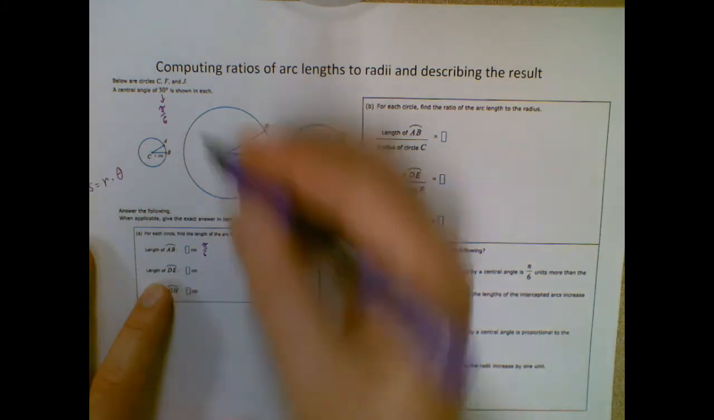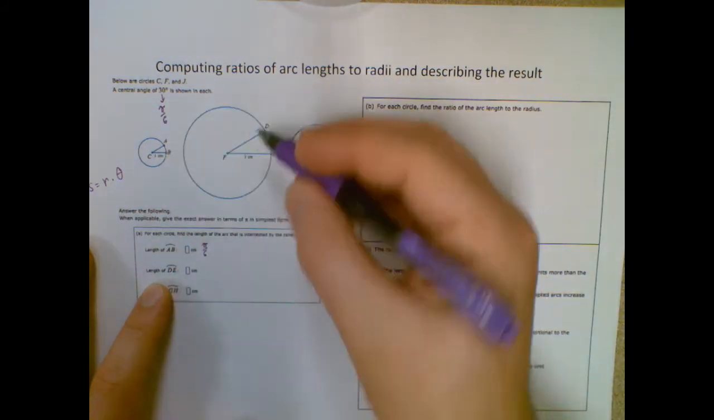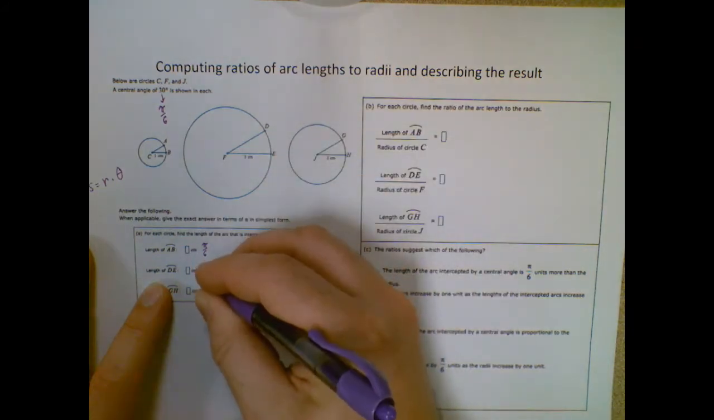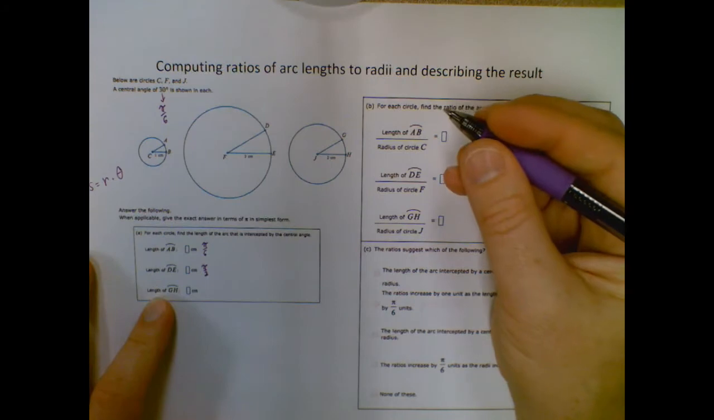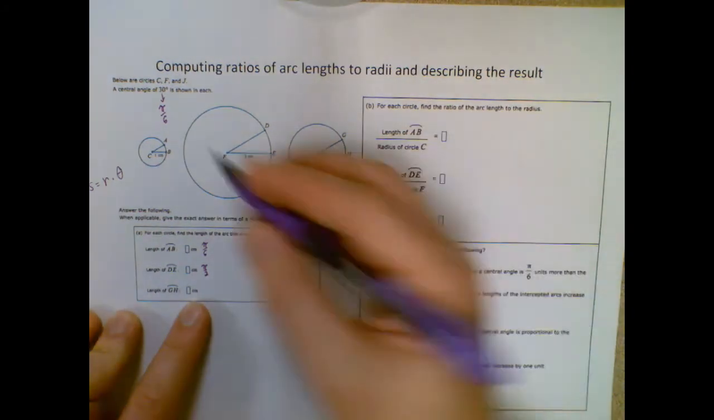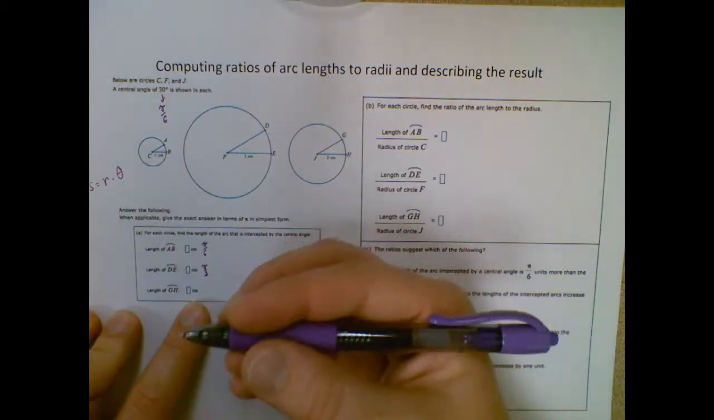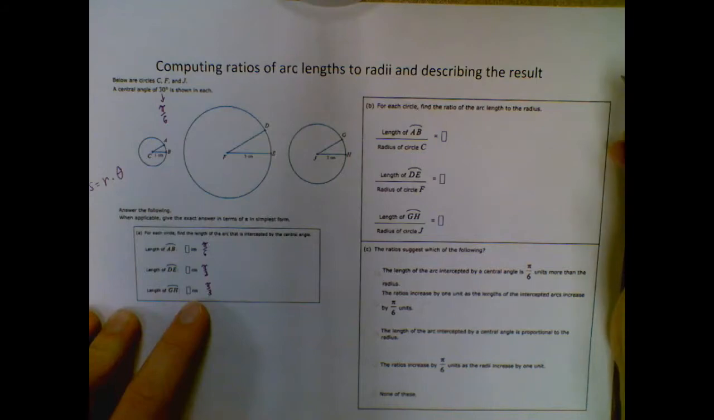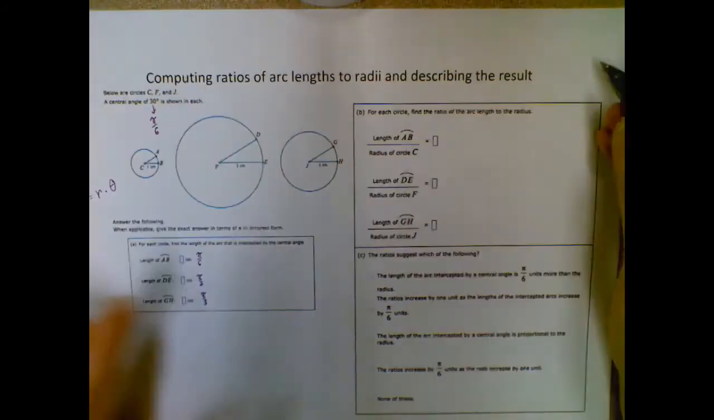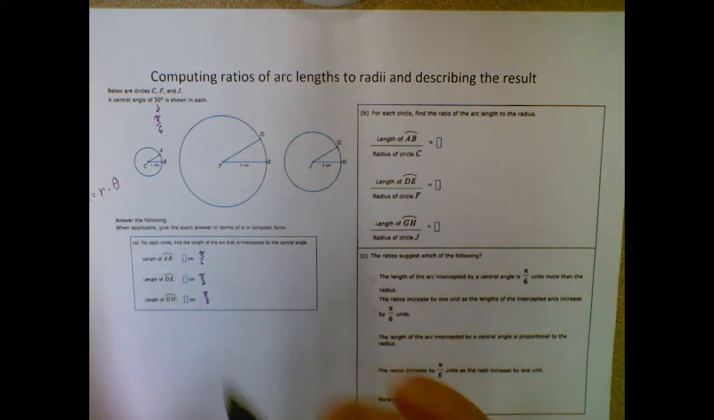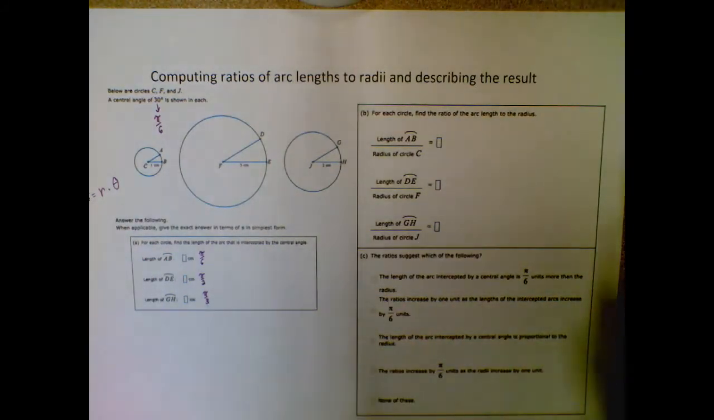For DE, it's still pi over 6 because they're all 30 degrees. But it's times 3 this time, so that would be pi over 2, or 3 pi over 6. And GH over here is 2 times pi over 6, which is 2 pi over 6, which reduces to pi over 3. Make sure you do write them this way, because they do ask for the exact answers in terms of pi, so that's where that's coming from.